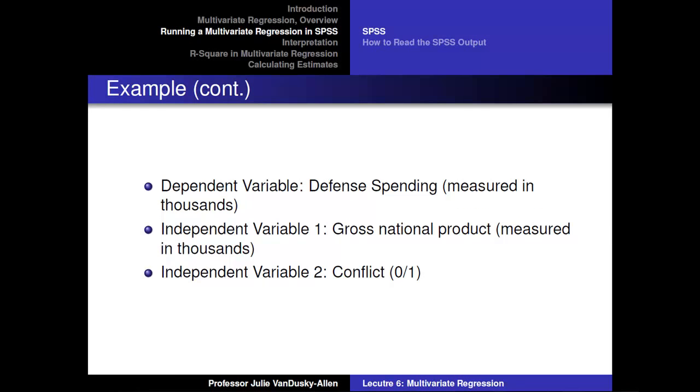In both cases, defense spending is the dependent variable. It is measured in thousands of dollars. And we have two independent variables, GNP and conflict. GNP is measured in thousands of dollars, and conflict is measured either as 0 or 1. 0 means a country is not involved in a conflict, 1 means a country is involved in a conflict.